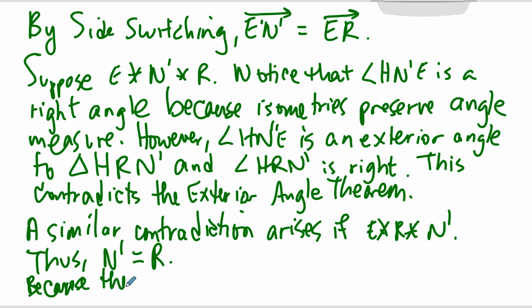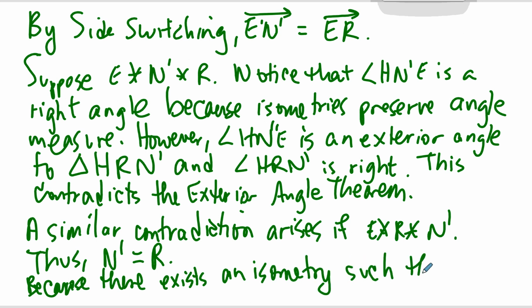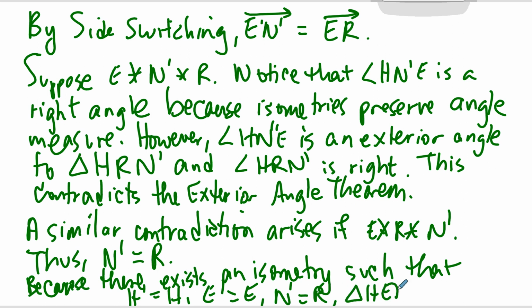Because there exists an isometry such that H prime equals H, E prime equals E, and N prime equals R, triangle HEN is congruent to triangle HER as needed. The goal in each of these proofs is to establish that there is an isometry that does the job, and then to show how it does the job.